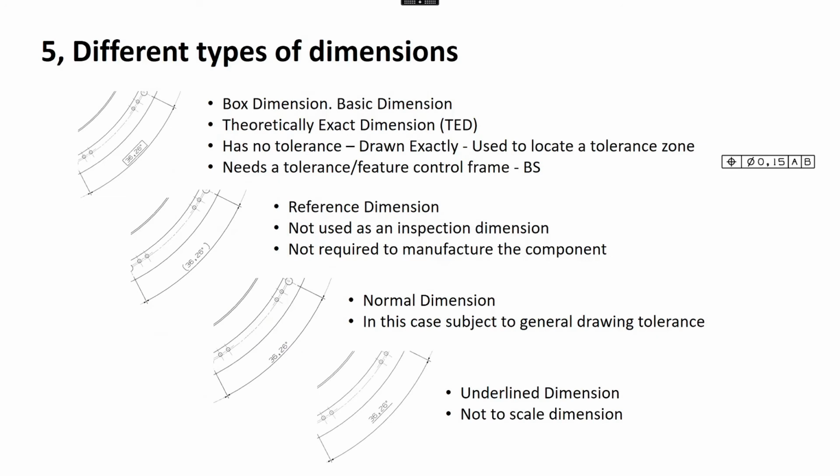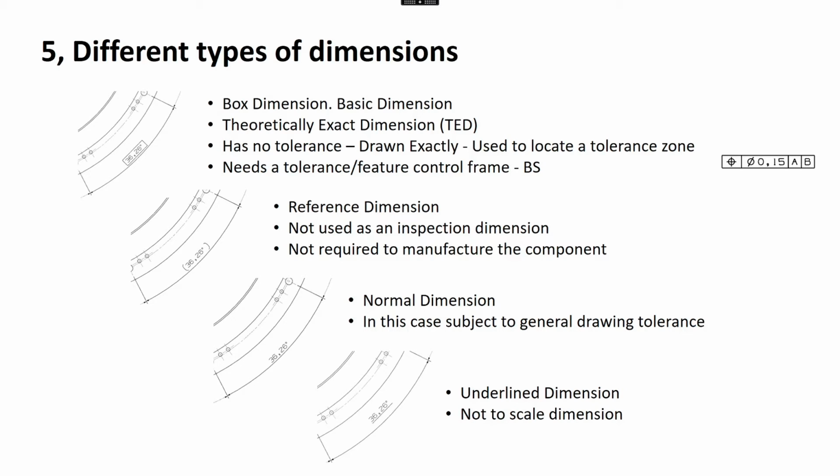Okay, so different types of dimensions. At the top we've got the box dimension, and this goes with the GD&T. So it's a box dimension or a basic dimension, a theoretically exact dimension. Some of these things are called different names in different standards or in different places, but it means the same thing. It's got no tolerance, it's drawn exactly. It's used to locate a tolerance zone.